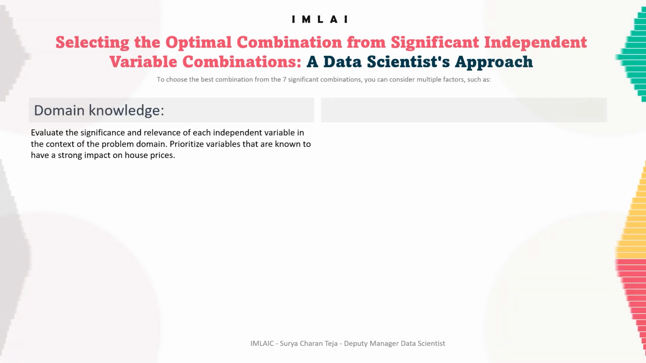such as the first one, domain knowledge. Domain knowledge or domain expertise is very important. If you are not sure about the domain, I would request you to contact the respective domain expert to take the final decision. Don't blindly take any decision. Evaluate the significance and relevance of each independent variable in the context of the problem domain. Prioritize variables that are known to have a strong impact on house prices.